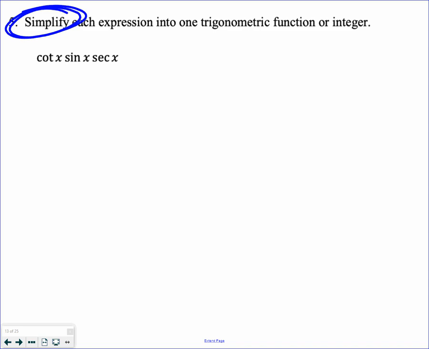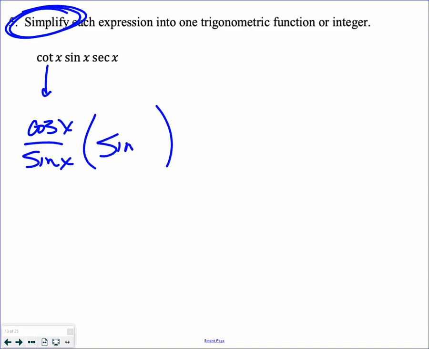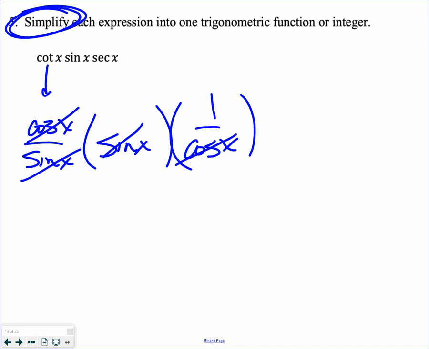Well, I see three different trig functions here, so I'm going to start changing these into sines and cosines. So cotangent is cosine over sine. And I'm going to keep that as a sine. And secant is 1 over cosine. Doing a little fractional work here. The sine of x cancels with the sine of x. Cosine of x cancels with the cosine of x. And so the answer to this question is 1. Everything canceled out, and I'm down to one trig function or an integer.